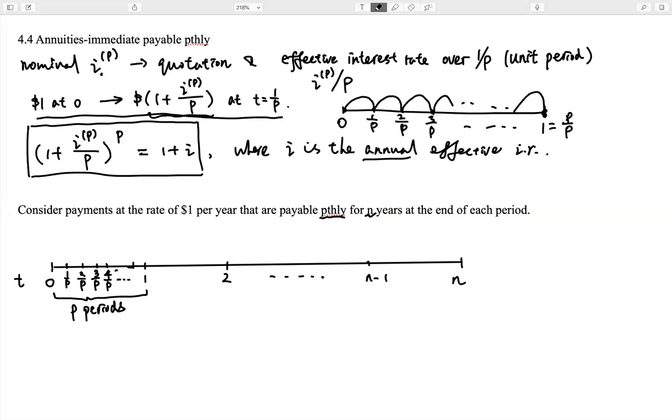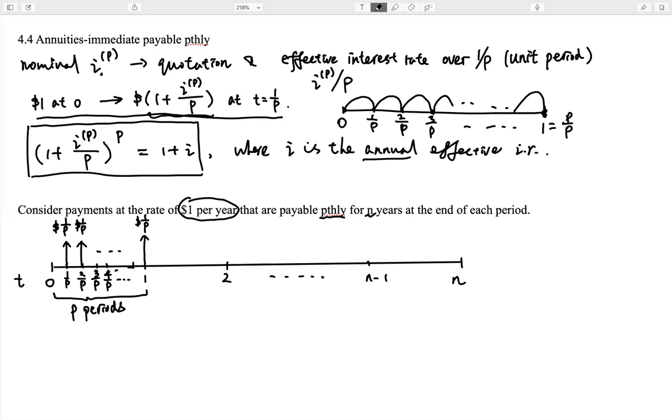Okay, and at the end of each period, I will receive 1 over P. That is fixed. I know the amount of payment is 1 over P. That is because the rate of payment is $1 per year, and I'm going to equally distribute it over P periods, meaning at the end of each period, I will receive 1 over P dollars. That is in the first year.